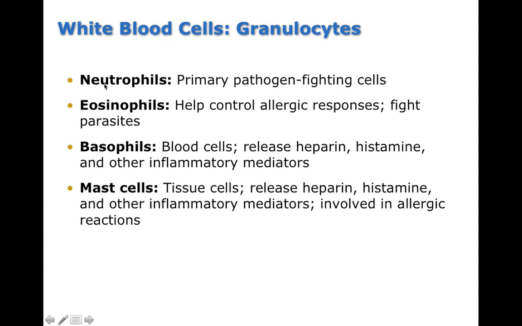So remember, the neutrophils are the most abundant and the primary pathogen-fighting cells. Eosinophils help control allergic responses and also help fight off parasites. Basophils are blood cells that release heparin, histamine, and other inflammatory mediators. And then mast cells can release heparin, also involved with preventing blood clotting. Histamine is involved with the inflammatory response, and it's also involved with allergic reactions.